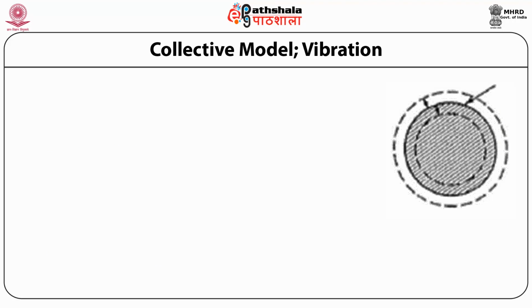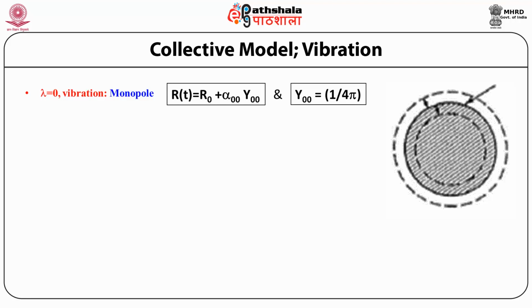Collective motion, vibration. In this slide also, we will continue our discussion about the vibration in nuclei. In the previous slide, we understood that the radius of a vibrating nucleus at a particular instant of time depends upon the λ and μ parameters, where λ is the multipolarity and μ is the projection of λ on the symmetry axis. Now, we would like to see the situation when we have different values of λ. In the present slide, we will see the shape of the nucleus when λ is equal to 0.